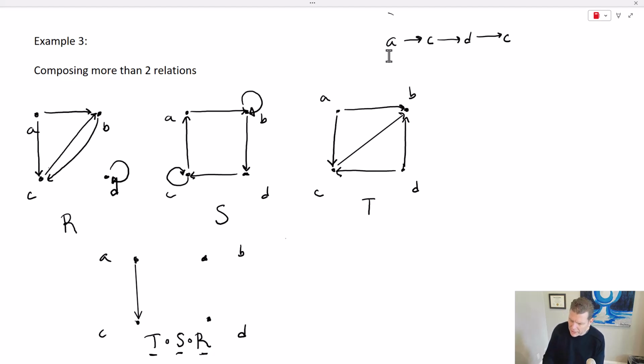Next up, I'm going to look and see, okay, well, what about B in R? So B goes to C. We'll see that that's the case. And so now I'll write that down, B going to C. And when I go into S, I now have C goes to C.